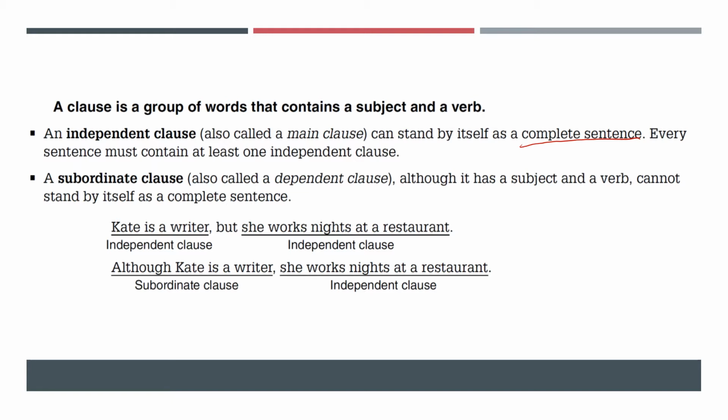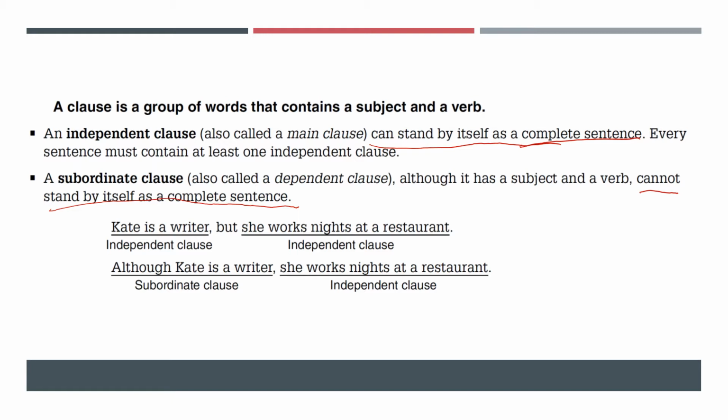A subordinate clause, also called a dependent clause, although it has a subject and a verb, cannot stand by itself as a complete sentence. So here it can stand, here it cannot stand by itself as a complete sentence. That's why we call it a subordinate clause.